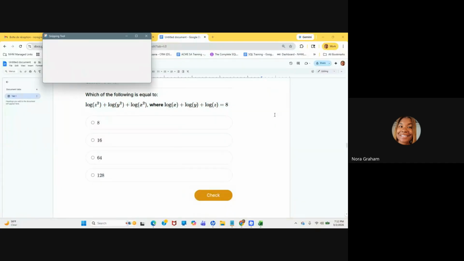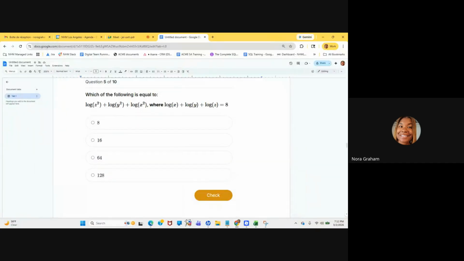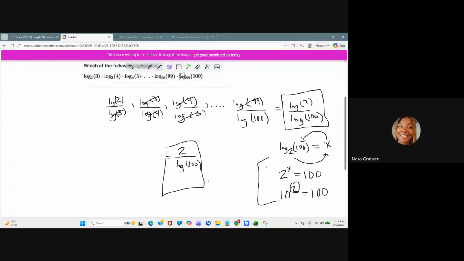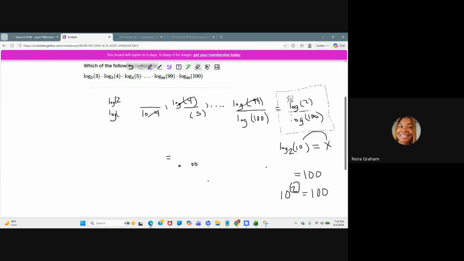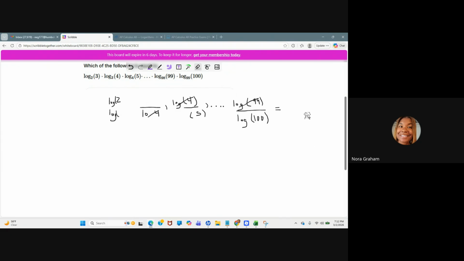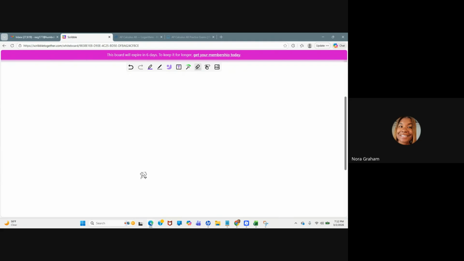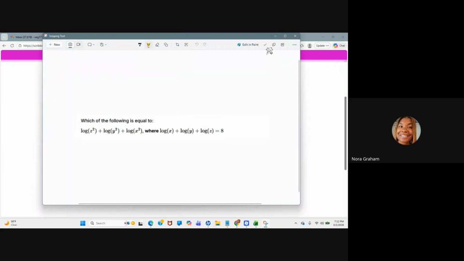This is kind of a hard one. I'm trying out this new board, guys, so bear with me. If you do have any good boards that you like to use when doing math online, write them in the comments. Let me know. Always looking to try out new stuff.